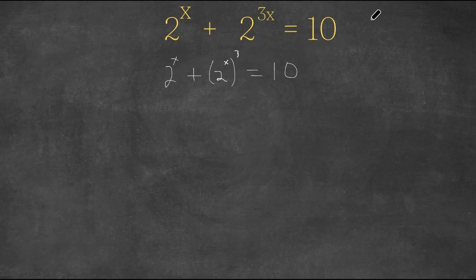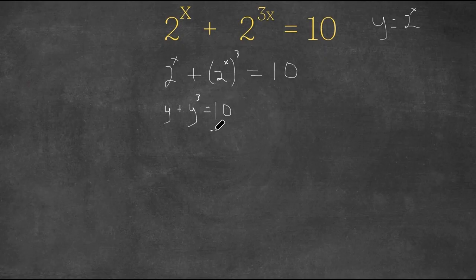And now, since we have 2 to the power of x's, we're going to set 2 to the power of x equal to the variable y. So y equals 2 to the power of x. Now we're going to replace all the terms that have 2 to the power of x with y. So this rewrites to y plus y to the power of 3 equals 10.